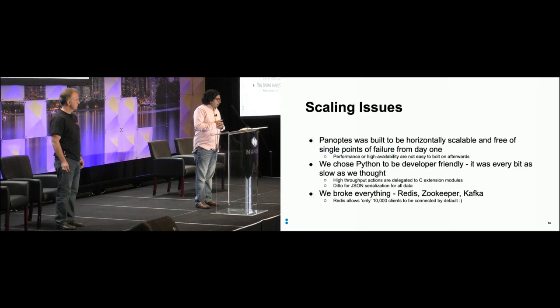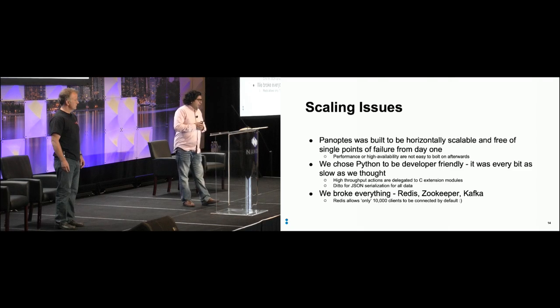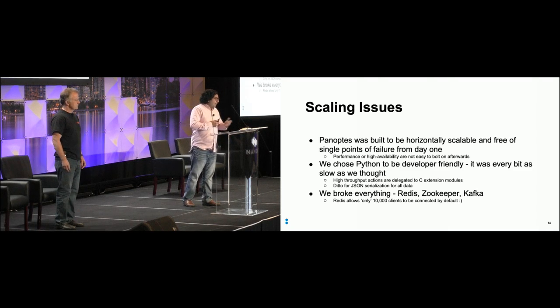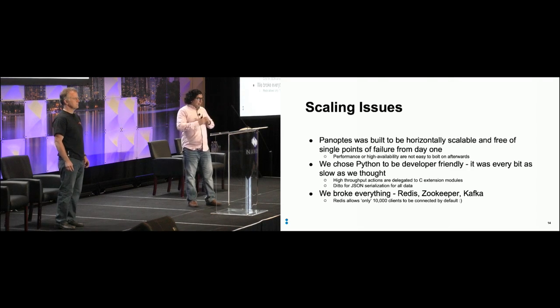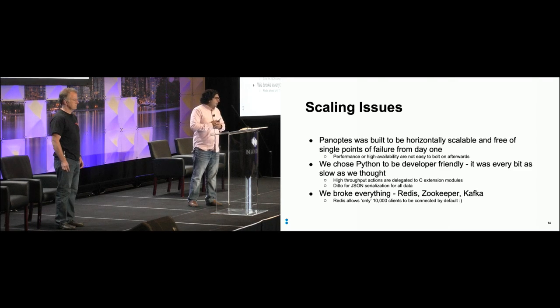Now, some of the scaling issues we faced. I mentioned earlier that Panoptix was designed to be horizontally scalable, and this was intentional. We paid a lot of upfront development cost to do this because, frankly, this is not easy to bolt on. Scalability is not a feature. It's a design principle, so you have to take care of it while designing the system. We decided to go with Python. It is extremely slow, extremely inefficient, something we were prepared for, and it turned out to be true.